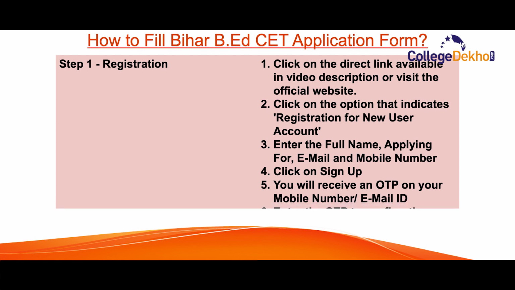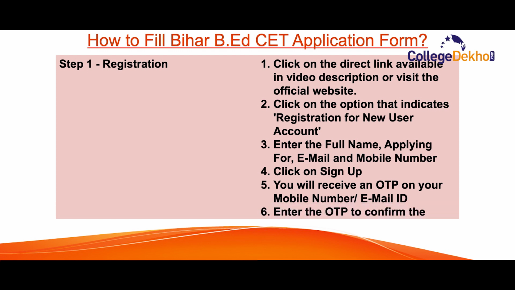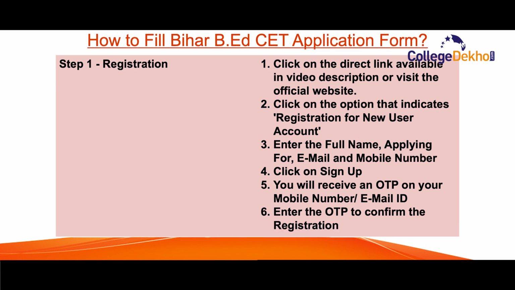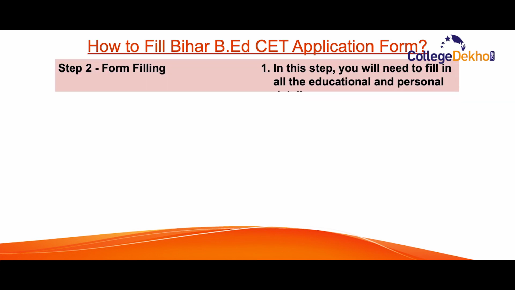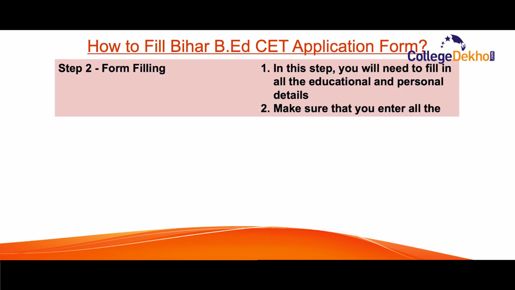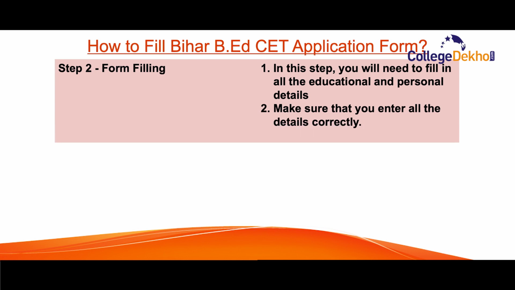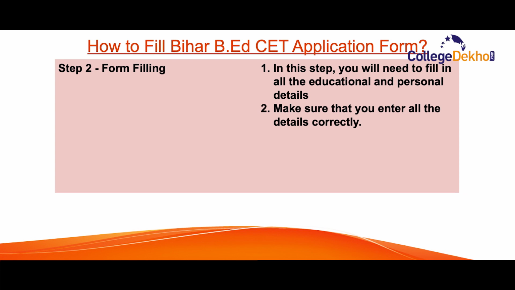After entering all the details, click on sign up. You will receive an OTP on your registered mobile number or the email address. Further, you have to enter your OTP to confirm your registration. The second step is form filling, in which you have to fill all the educational and personal and other details in the form. Also, make sure that you enter all the details correctly and do not forget to cross-check the details once you are done.